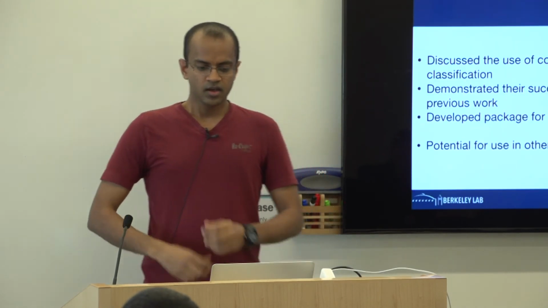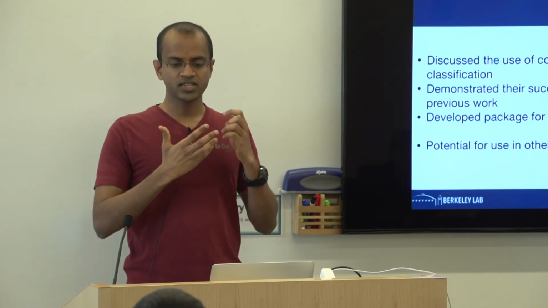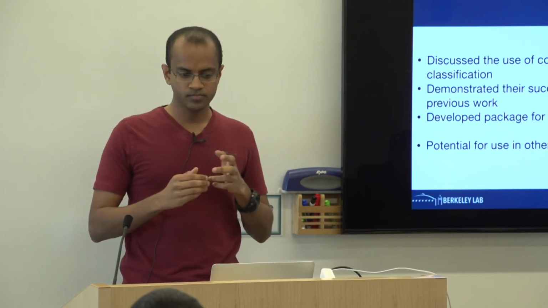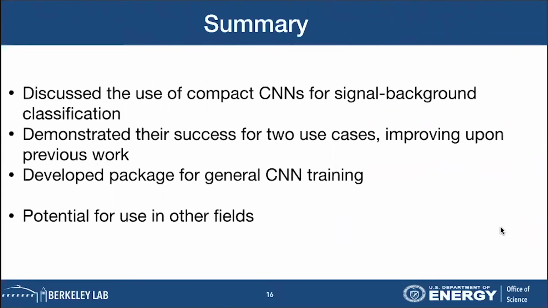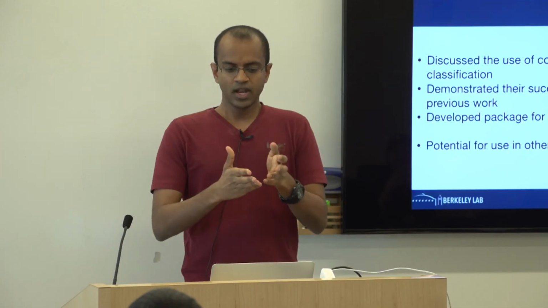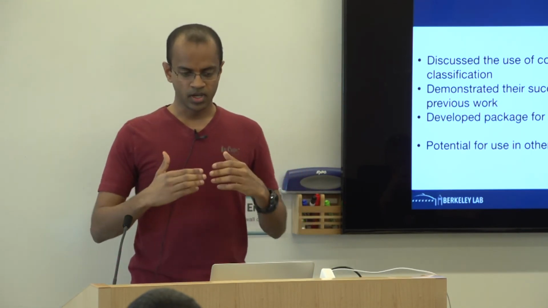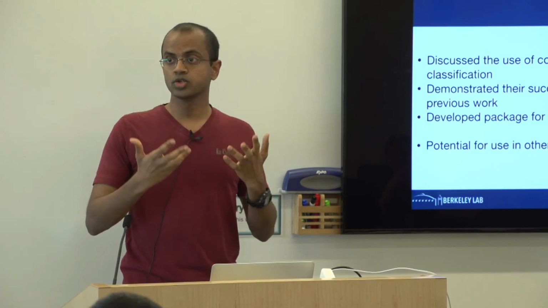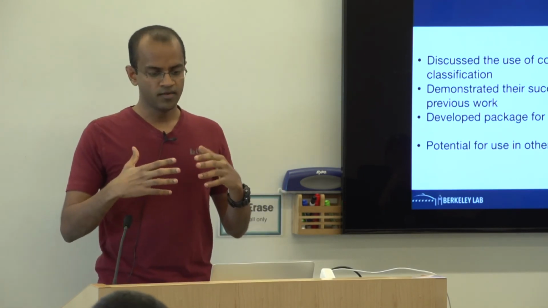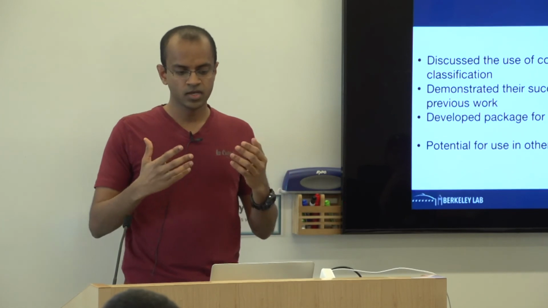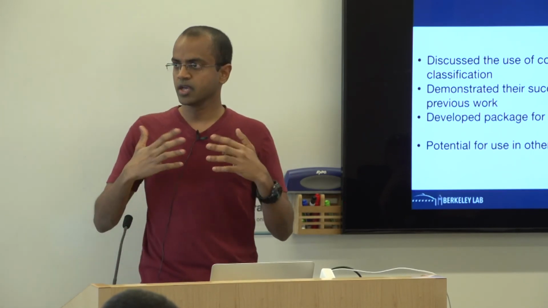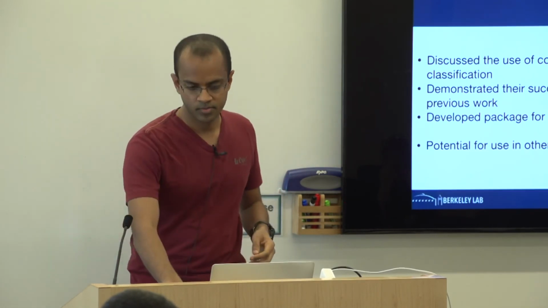To summarize, I've discussed the use of compact CNNs for signal background classification. We've demonstrated their success for two different data sets, improving upon previous work. But we've only done this with simulated data. We've developed a package for general CNN training. And given that CNNs seem to do a good job with signal background classification with data from these experiments, there's potential for their use in other fields beyond particle physics.